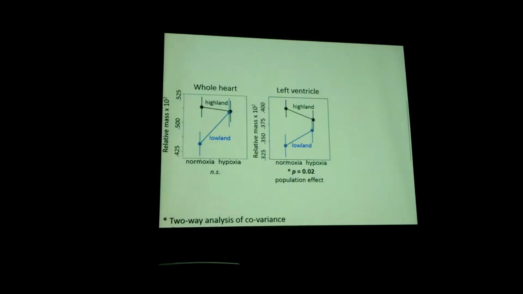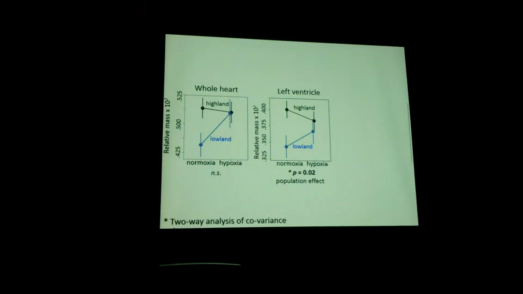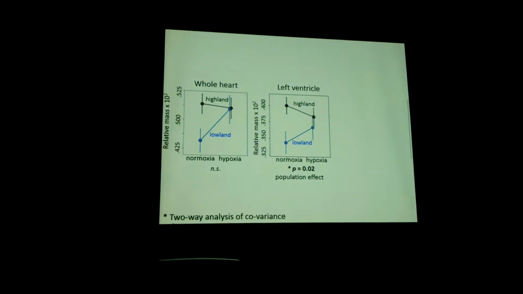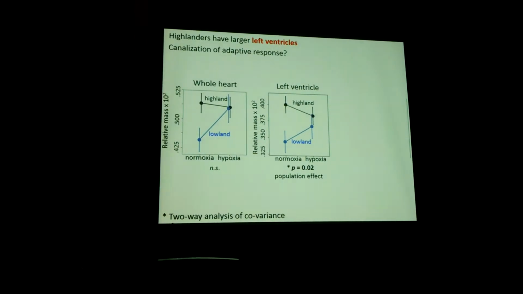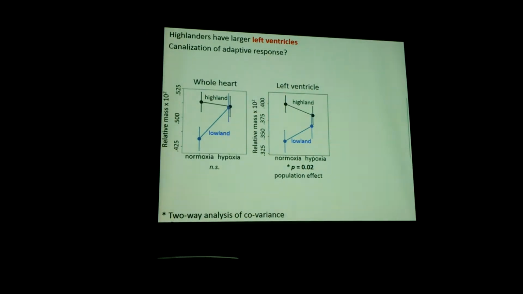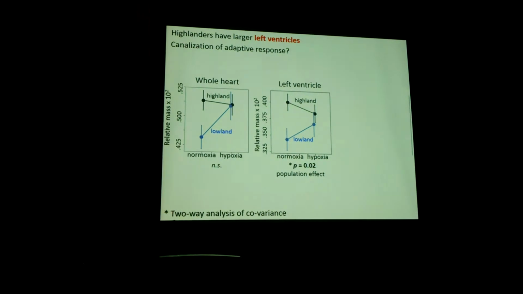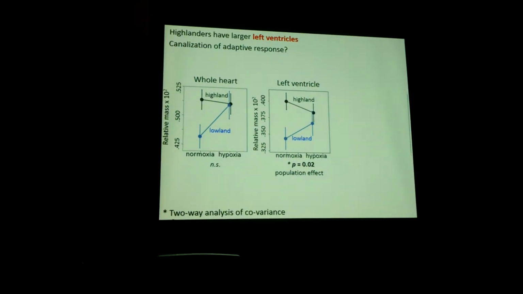For the left ventricle alone, we find that lowland individuals also upregulate the growth of the left ventricle in response to hypoxia. Highland individuals have overall larger left ventricles. So Highlanders have larger left ventricles, and it seems like we may have some evidence of a canalization of an adaptive response, but we don't have very good statistical support for that.